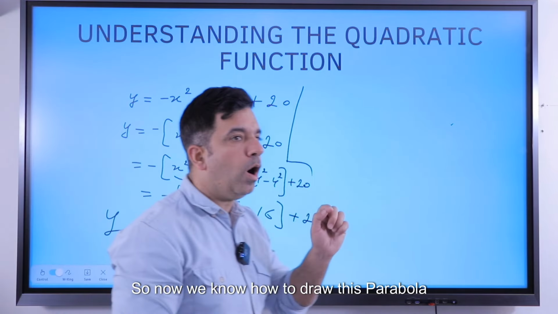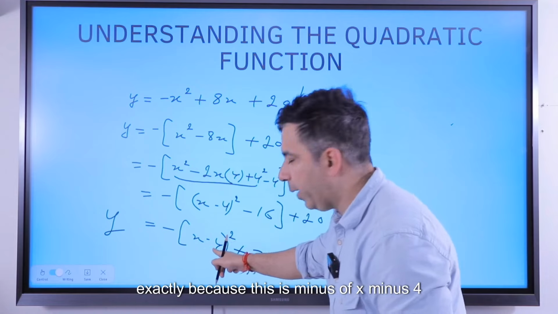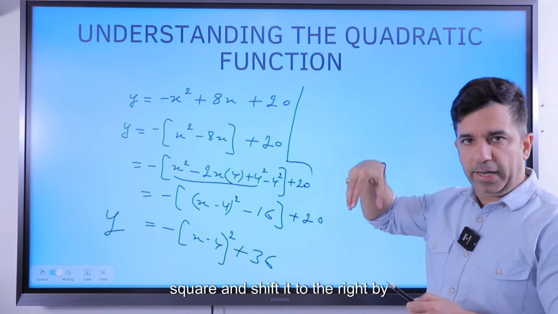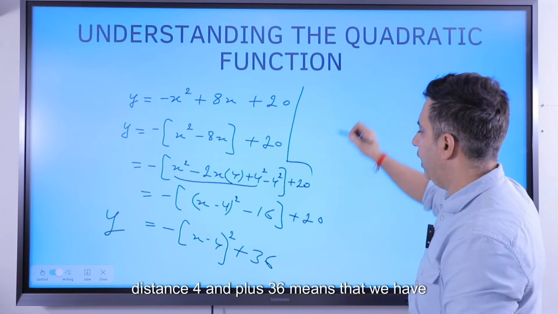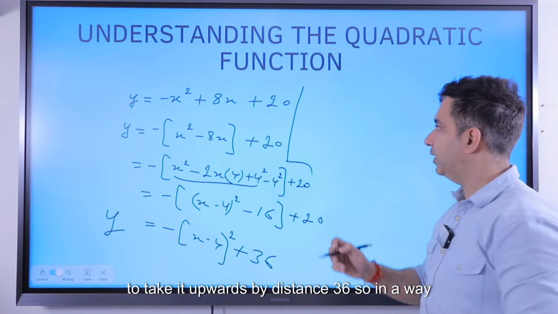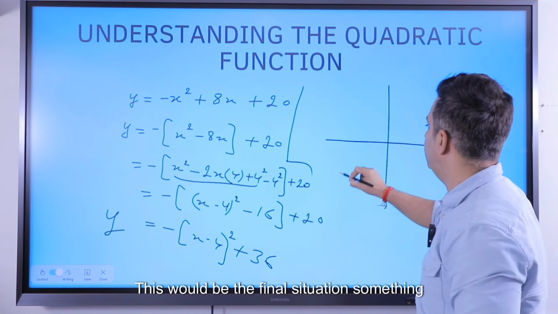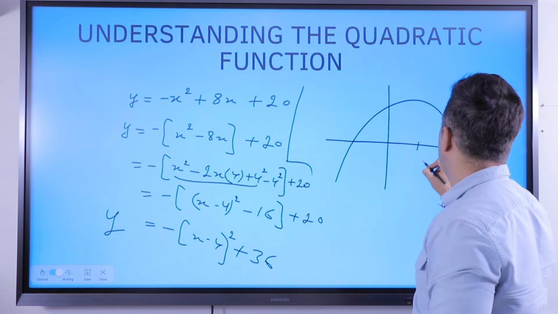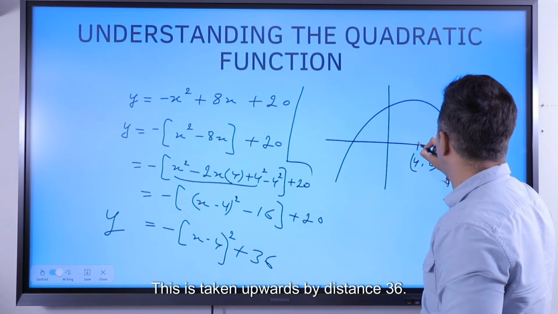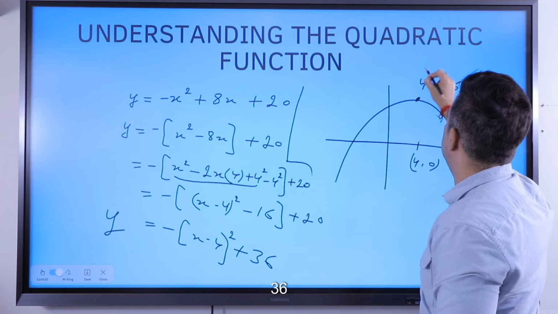Now we know how to draw this parabola exactly, because this is minus of x minus 4 whole square, which means we have to take minus x square and shift it to the right by a distance 4, and plus 36 means that we have to take it upwards by a distance 36. So in a way, this would be the final situation, something of this sort. This point would be 4, 0. Now this is taken upwards by a distance 36, so this point would be 4, 36.